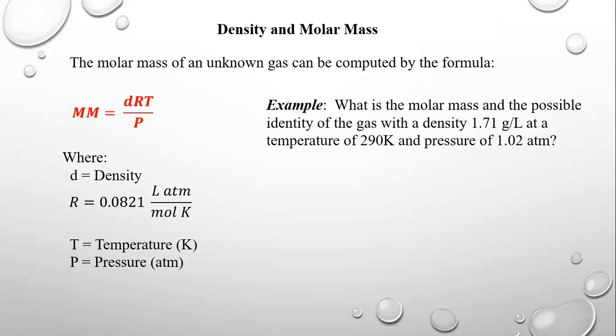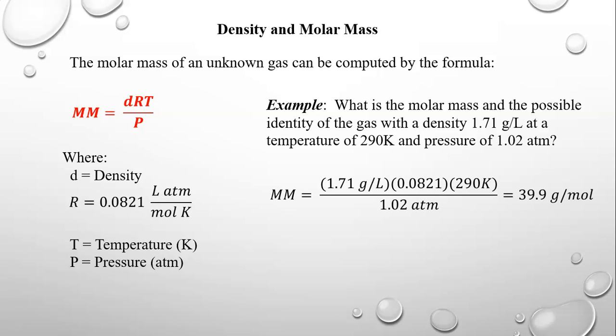So we simply plug in numbers. You have density on the top, R on the top, temperature on the top, and then down on the bottom is pressure. When you run the numbers, you get 39.9 grams per mole. Now, that doesn't absolutely identify the gas, but argon gas has a molar mass of about 39.9, so we might guess that it might be argon gas. Not guaranteed, but might be.